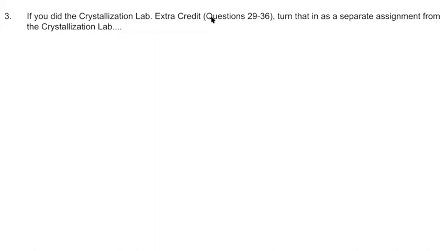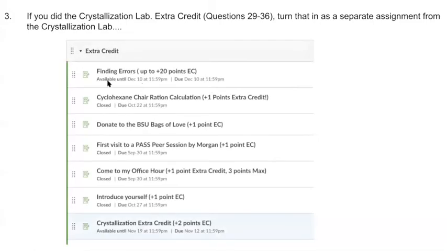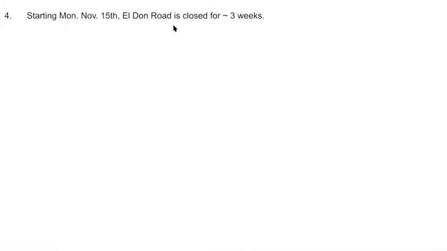So please, if you want to get extra credit for those questions, 29 to 36, turn those in separately in the extra credit area. Just like I was saying earlier about if you find an error in something, turn that into the extra credit area. So when I'm grading, it helps me out a lot. You'll find that in extra credits at the top here, finding errors, submit those here, not through email. And then also crystallization extra credit, there it is down there. So don't just have those answers in the doc, in the actual experiment.